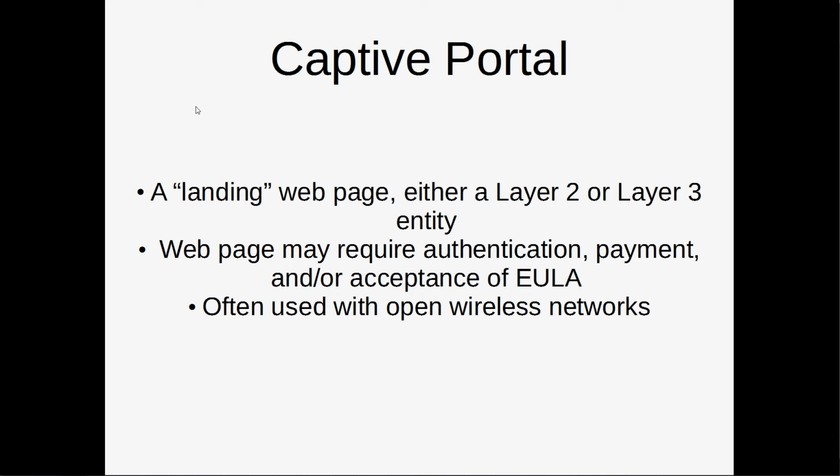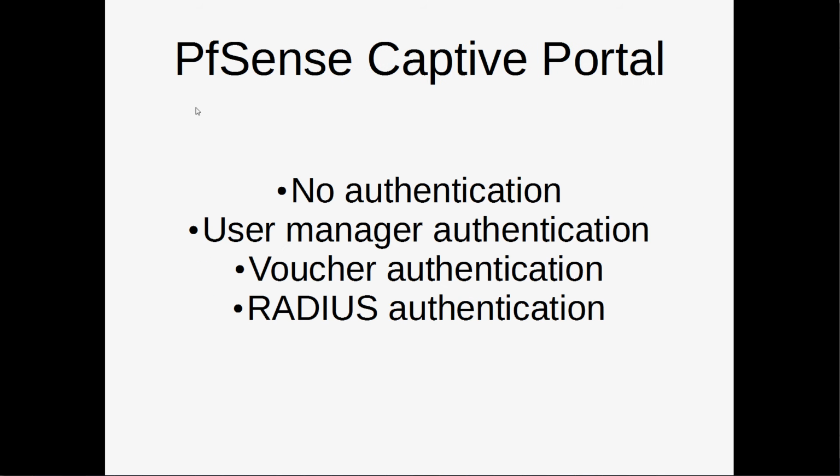And captive portal in pfSense, prior to pfSense 2.0, could only be implemented on one network in pfSense, but now it can be configured so that more than one network has a captive portal. And we're going to see how this works in a minute.